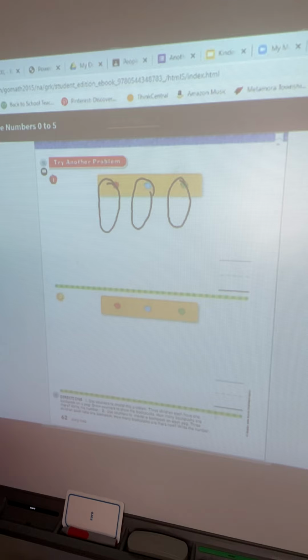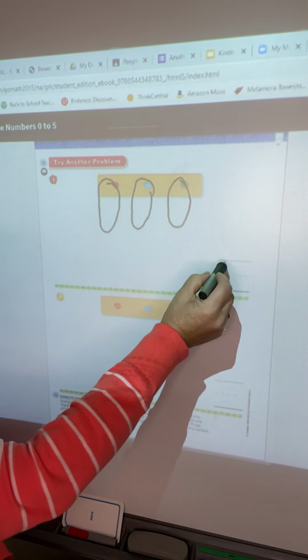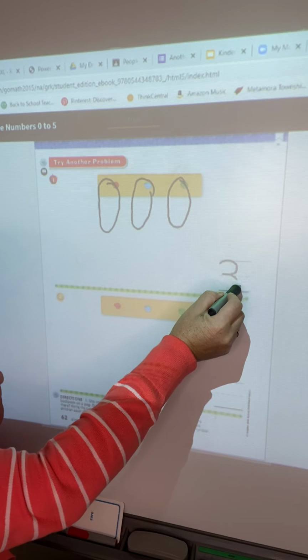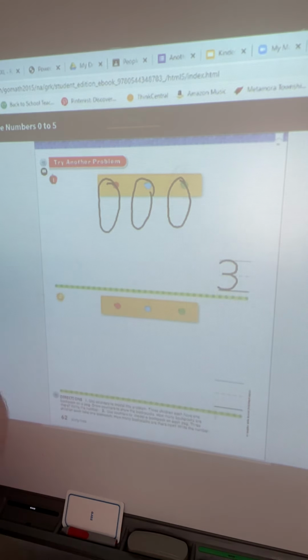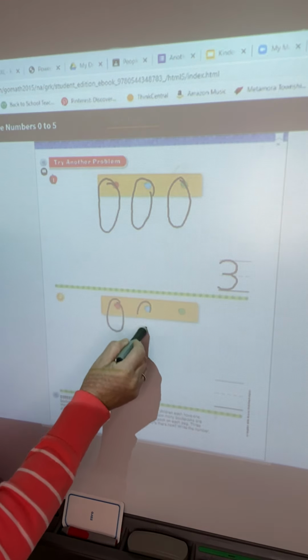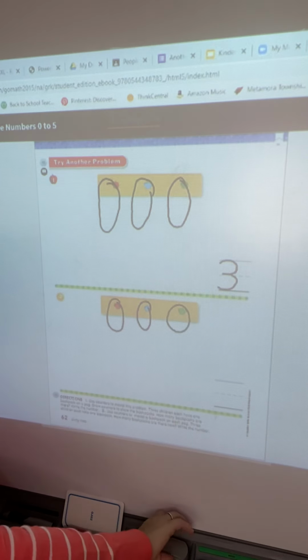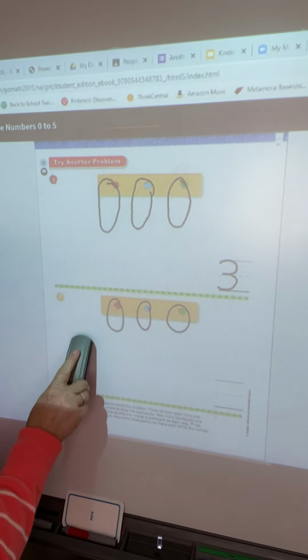So how many backpacks are there? 1, 2, 3. So let's go ahead and put a 3 on these lines down here. Now, I want you to use counters to model a backpack on each of these hooks, but 3 children have each taken 1 backpack away. So there was a backpack here, here, and here, but it was the end of the day, so the kids went ahead and took their backpacks.